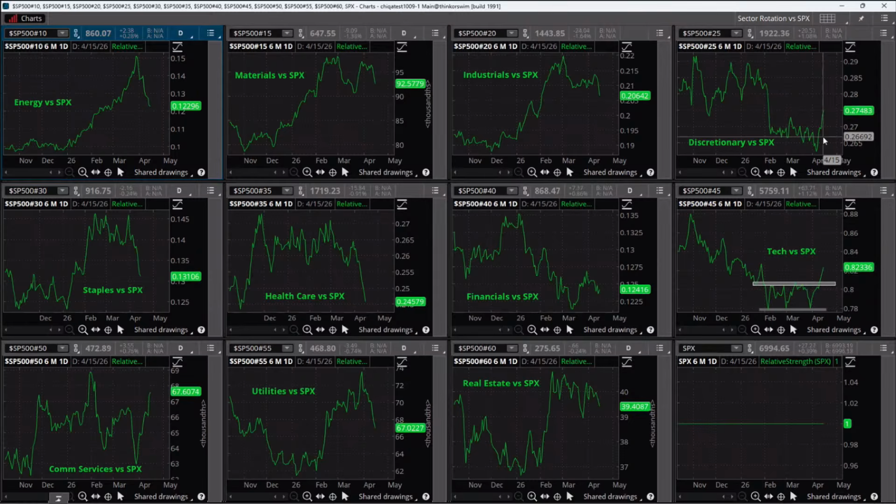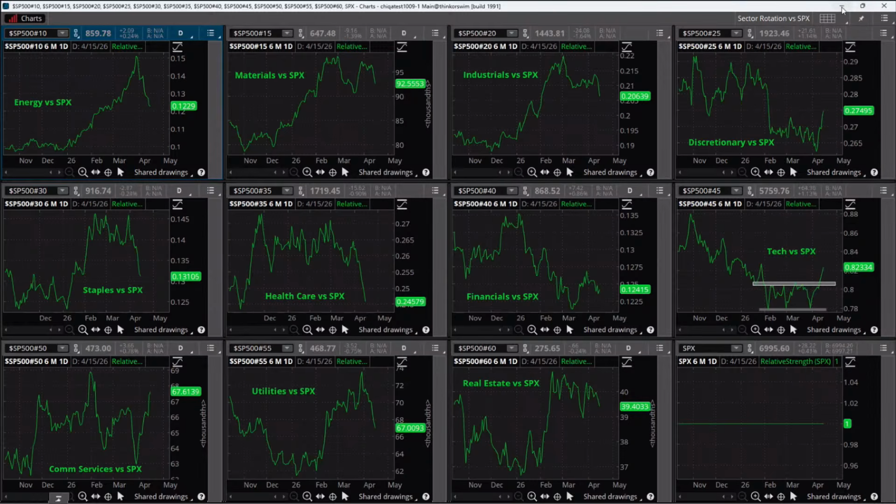We were just talking about how some of our more cyclical risk-on sectors like discretionary and tech are seeing bottom reversals here. Again, another supporting piece to the entire picture of, hey, this bull market, it's back. Maybe it never left.